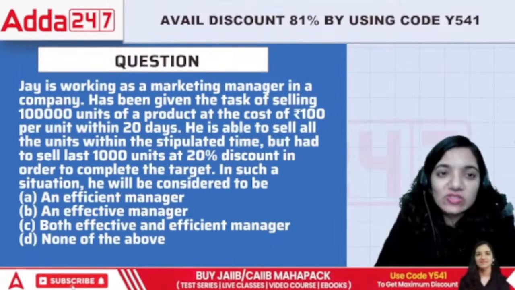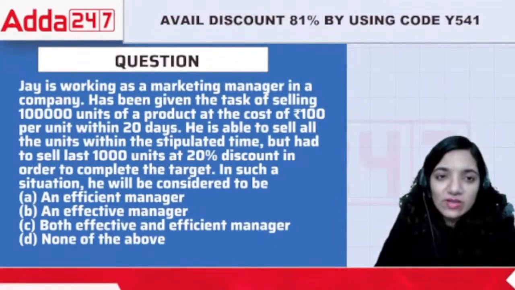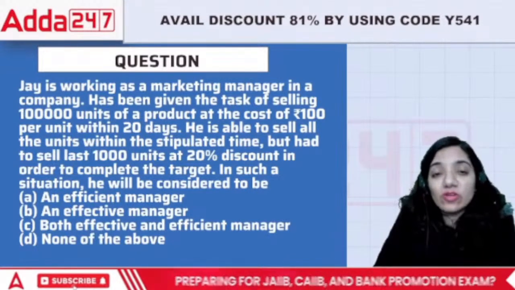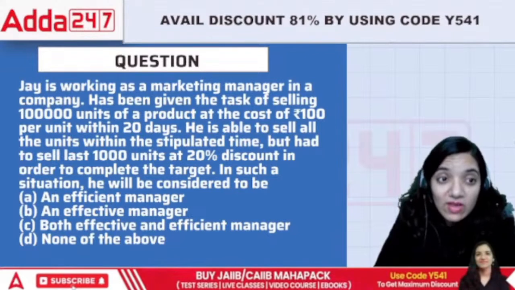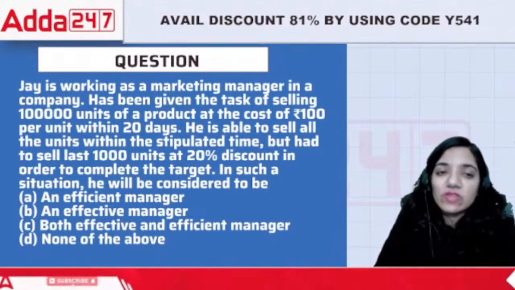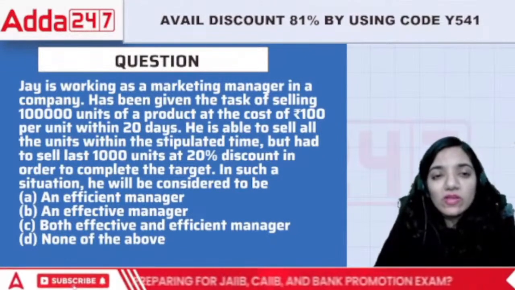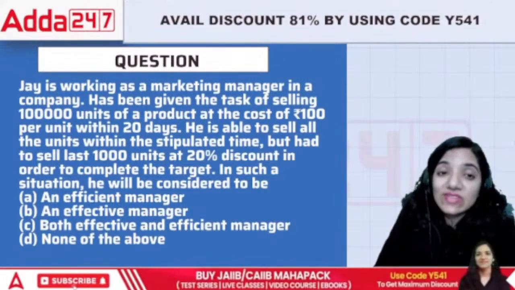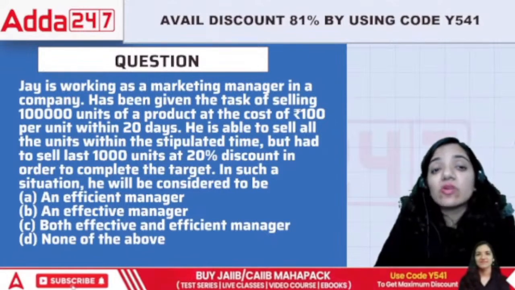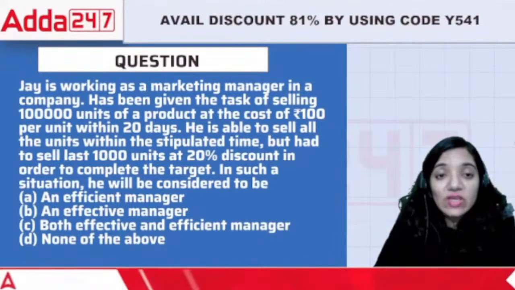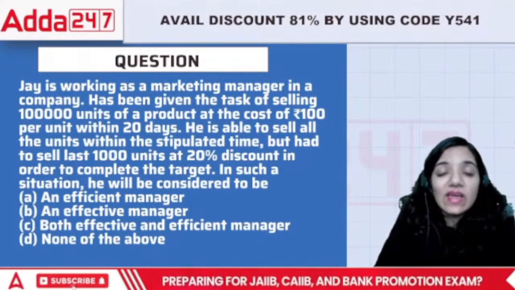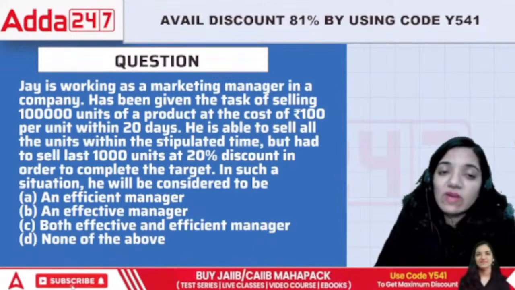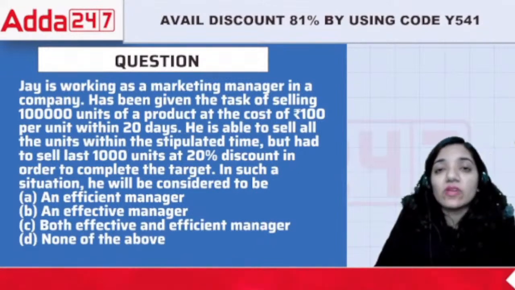It says that Jay is working as a marketing manager in a company. He has been given a task of selling 1 lakh units of product at the cost of 100 per unit within 20 days. He's able to sell all the units within the stipulated time, but had to sell the last 1,000 units at a 20% discount in order to complete the target. In such a situation, he will be considered an efficient manager, an effective manager, both effective and efficient manager, or none of the above.